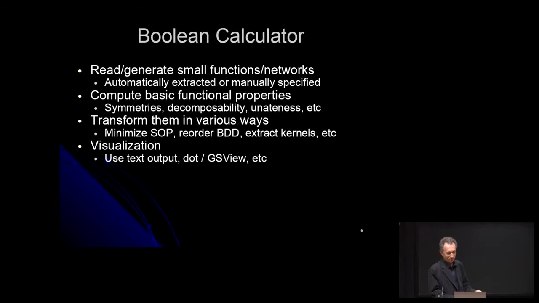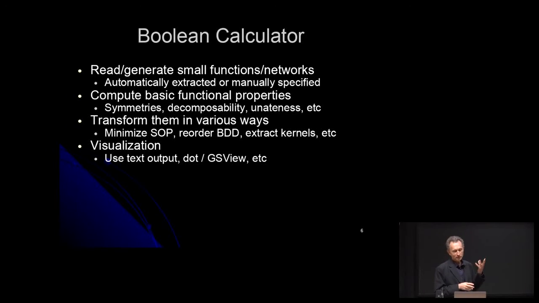So let's look at the Boolean calculator. We can use ABC to read and generate small functions or small Boolean networks. And we can either come up with a network from scratch or take it from an available design. And then we can compute various functional properties such as symmetries, decomposability, unateness, whatever we may need to look up when you read a textbook on logic synthesis or do a little course project. ABC can be used as a handy calculator for this.